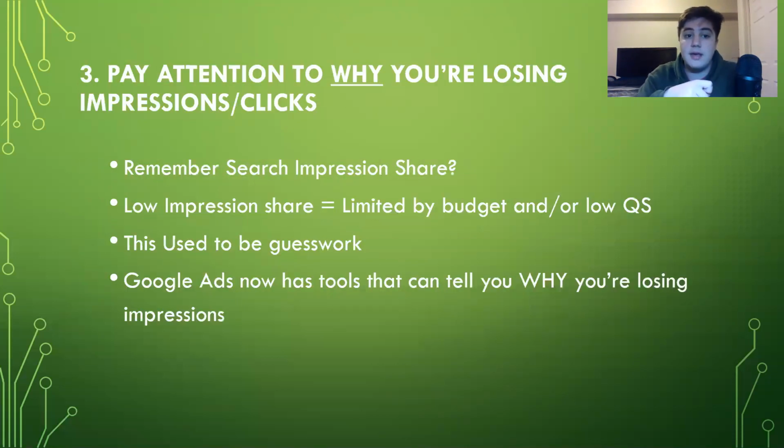So tip number 3 is pay attention to why you're losing impressions or clicks at a small level. So remember that metric Seth taught us about, search impression share? If you don't remember, it's basically how many impressions your ad received divided by how many it could have received. And so you want that number to be as high as possible, because that means your ad is being shown to as many people as possible. Now, a low impression share means that your ads are either limited by a budget and or they suck and they have a low quality score. And it's almost always one of those two.